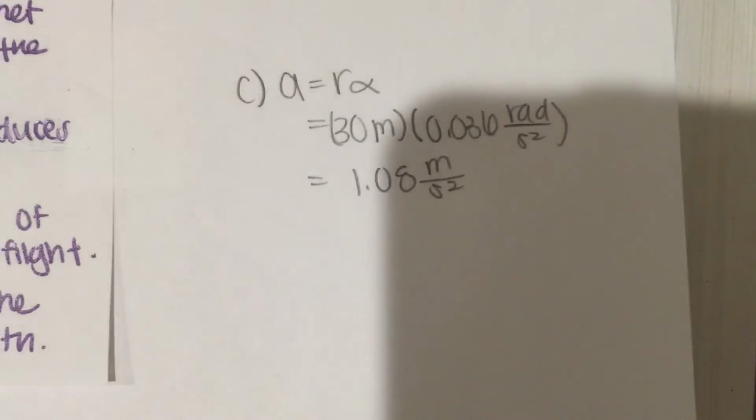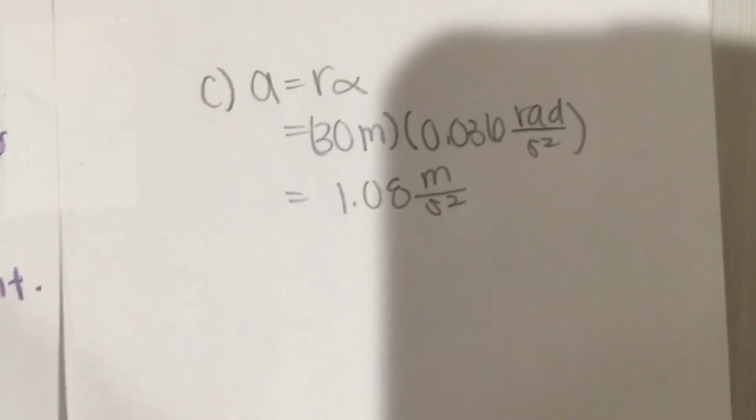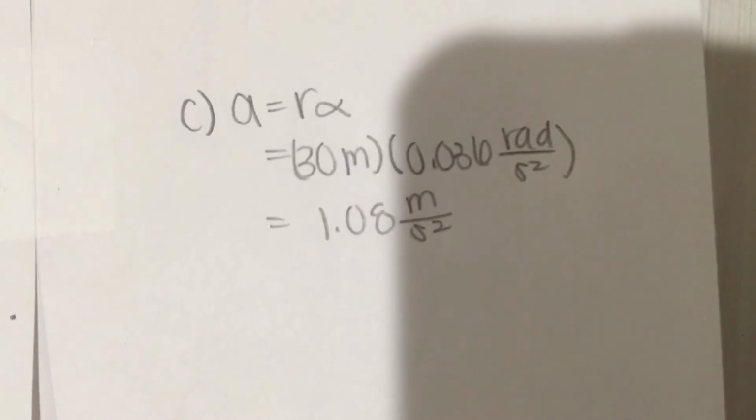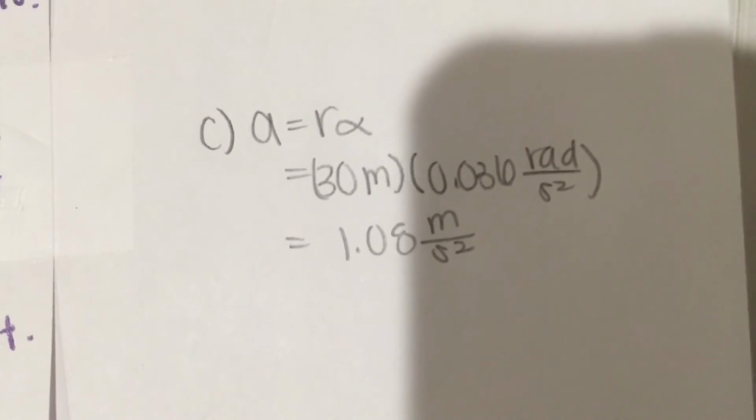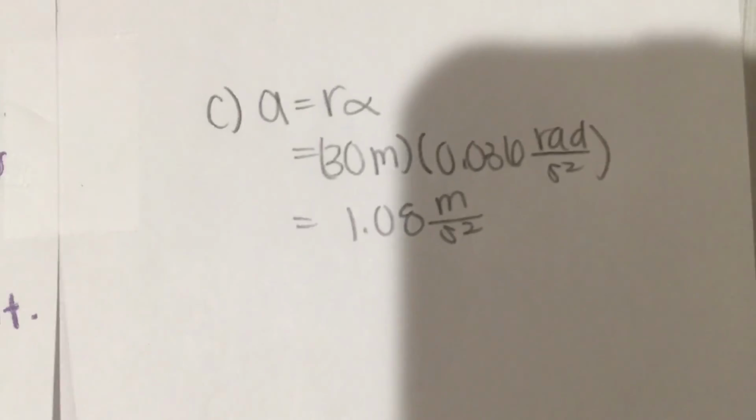For part C, we're finding the linear acceleration of the airplane. So linear acceleration is equal to r times the angular acceleration, and when we plug in our values, we find that 1.08 meters per second squared is the linear acceleration.